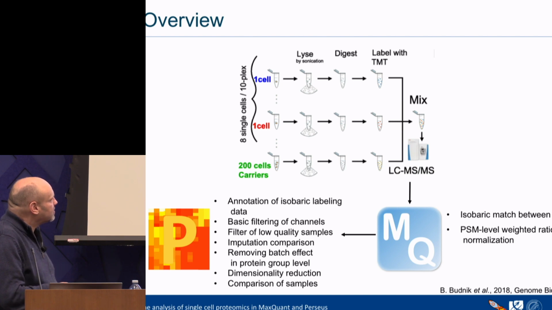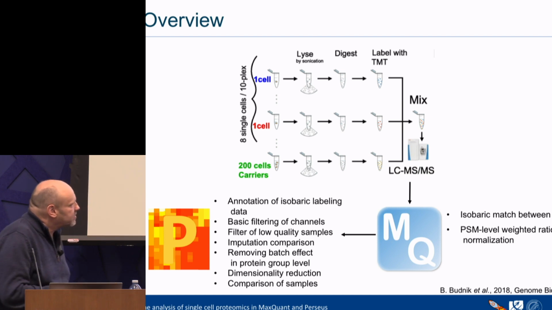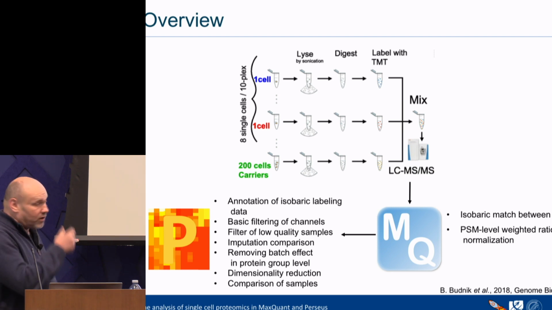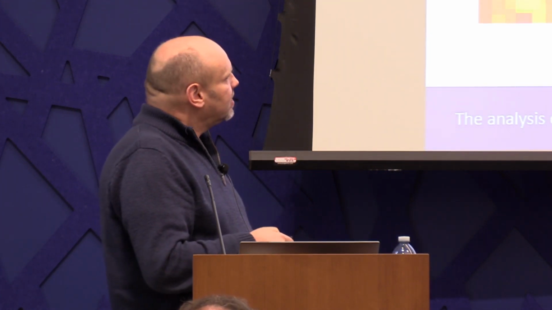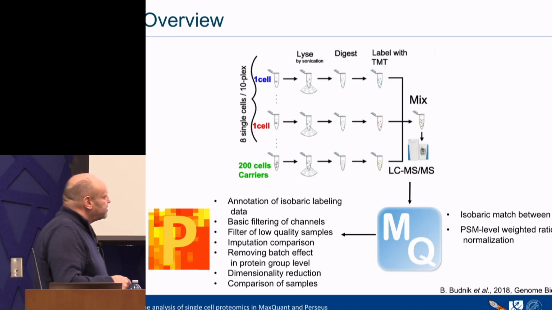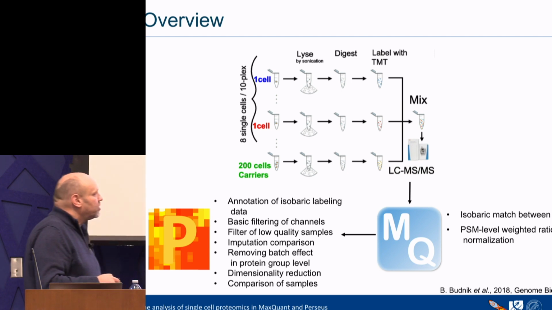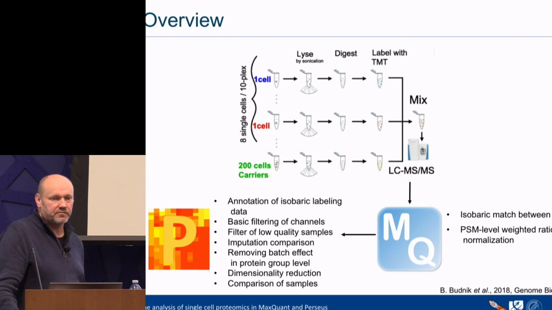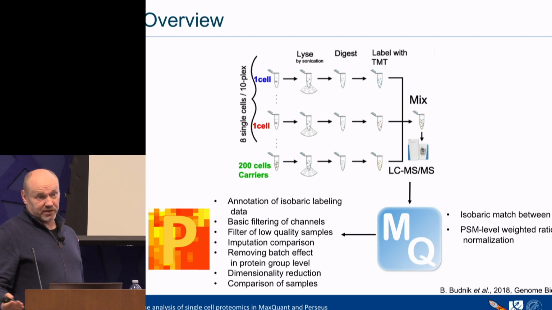Then, of course, removing batch effects on several levels. We do this already with the normalization that we do here on the level of PSM normalization, but then on top of that, you might want to correct for batch effects on the protein quantification level. So there would also be tools for doing this available here. Then, of course, the dimensionality reduction tools are a very important point in this, and then comparison of samples and, for example, doing differential expression of single-cell data. So that's the program, and we're somewhere in the middle.